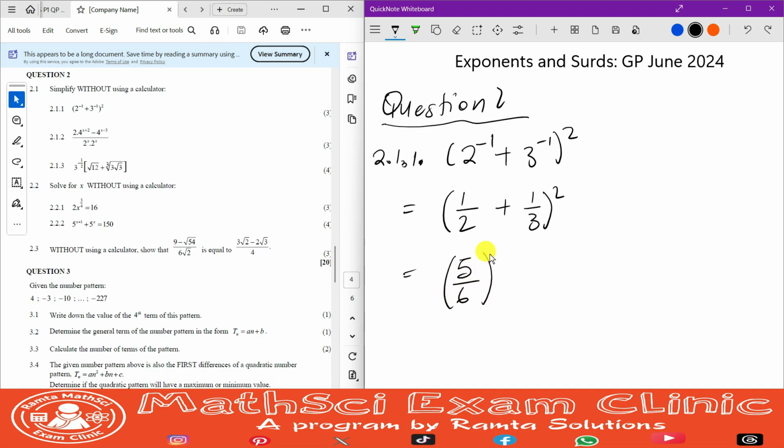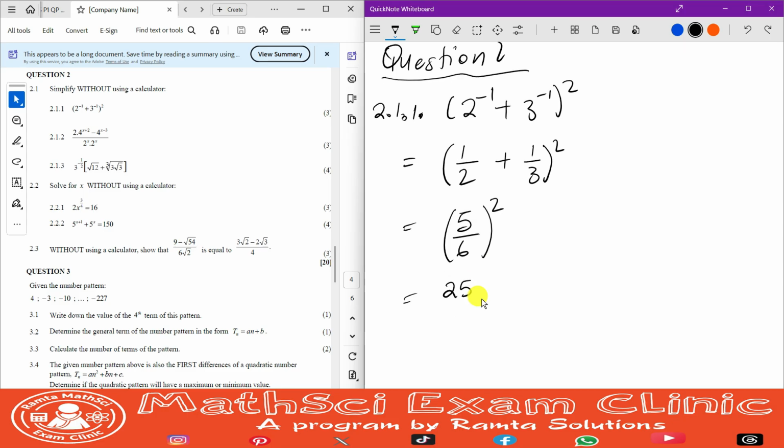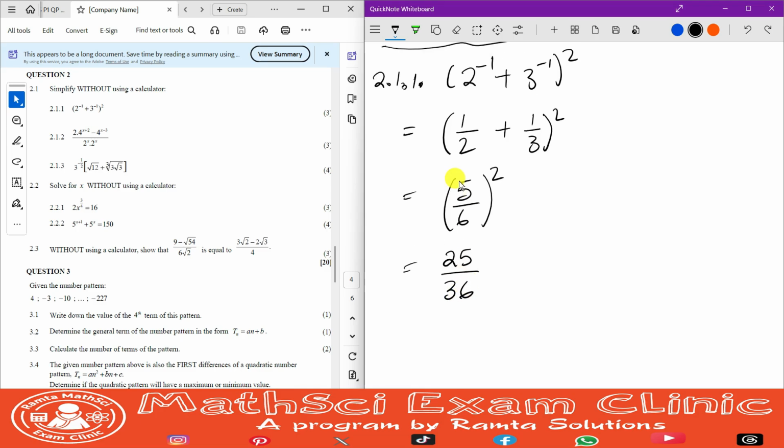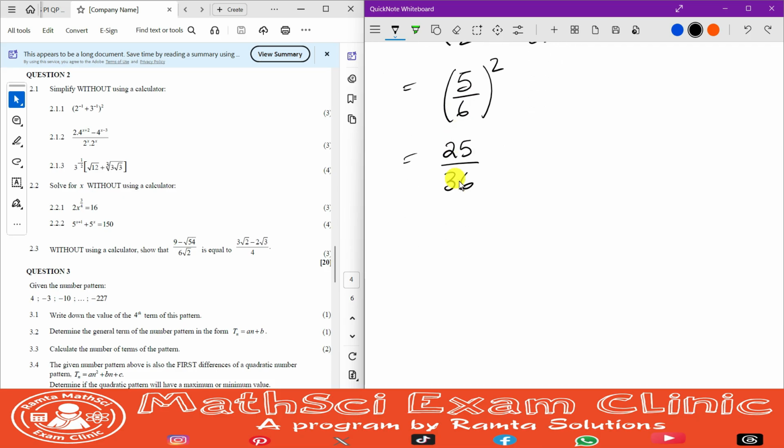Now, 5 over 6 all raised to the power 2. 5 squared is 25, and 6 squared is 36. Therefore, open bracket 2 to the power negative 1 plus 3 to the power negative 1, close bracket, all squared, is the same as 25 over 36. All right, so let's go to the next one.